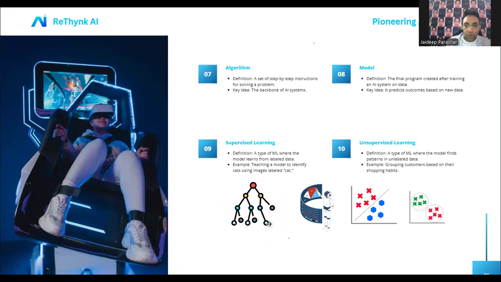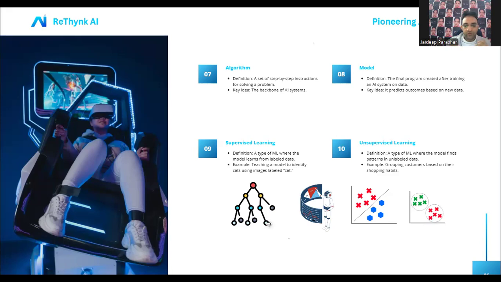That's it. Whatever you see these days, whether it's Netflix giving you recommendations on the basis of your preferences, or Amazon recommending products based on your past buying behavior, it's on the basis of an algorithm. Next is the model. What is a model?